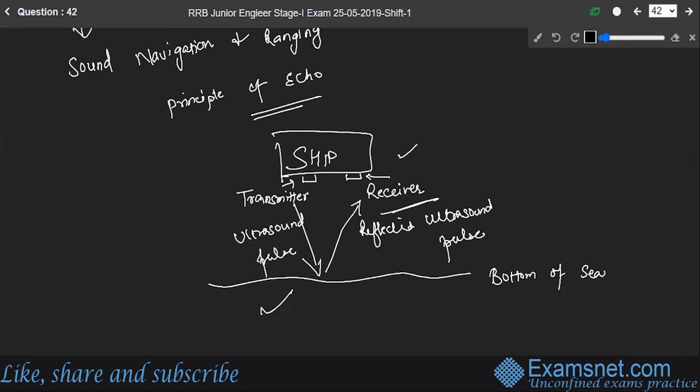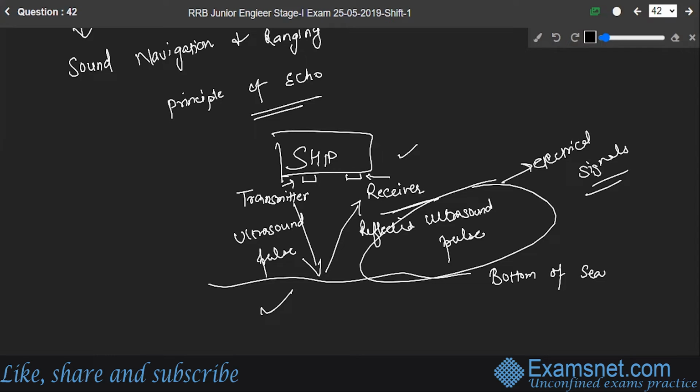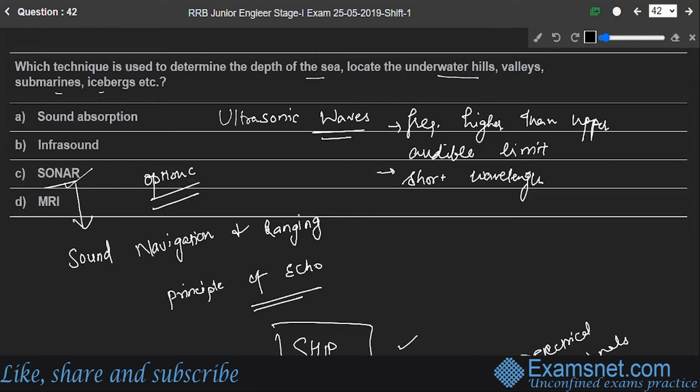Detector converts incoming waves into electrical signals to calculate the distance by knowing the speed of sound in water and the time interval between the transmission and reception of the ultrasound. Thus, sonar technique is used for determining the depth of the sea, locating underwater hills, valleys, submarines, icebergs, etc. So that means we have the option as a right answer.